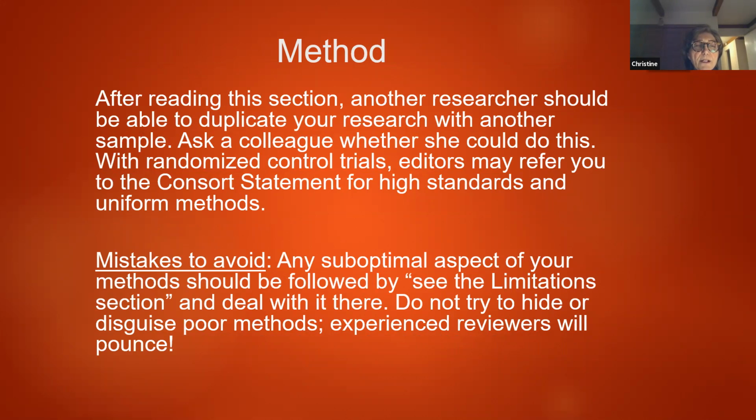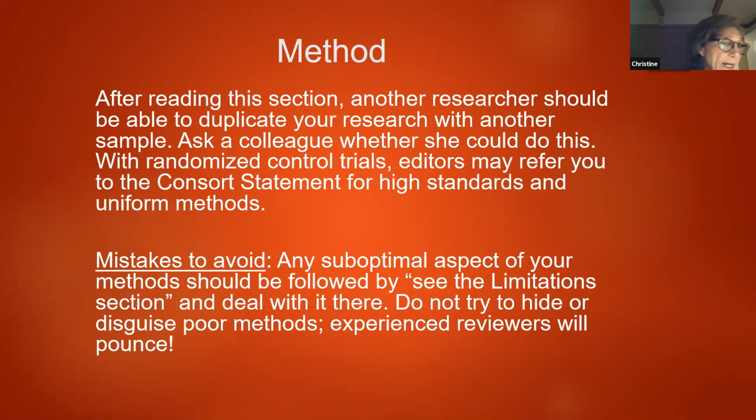So the method, this is the next area that you want to look at after the review. Any researcher should be able to duplicate your research with another sample. So it should be pretty clear what method you used and how you used it. With RCTs, randomized controlled trials, editors may refer you to the CONSORT statement.